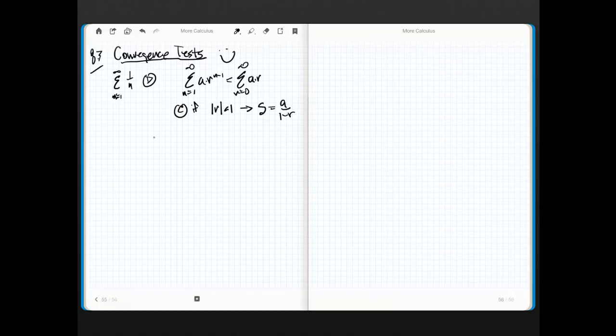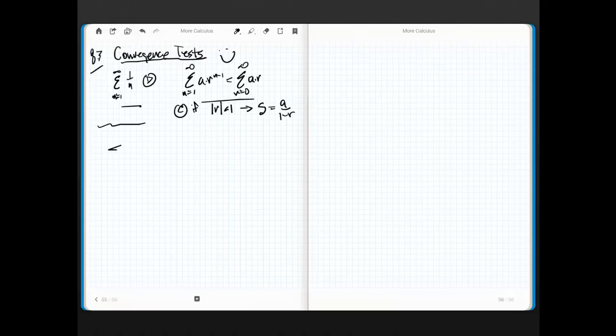But we need to start talking about tests. We need some actual tests that we can apply to these series. Because I'm going to throw series at you and you're going to be like, oh my God, if it doesn't look exactly like one of these guys, you're not going to know what to do. Remember the telescoping series? That was another example of that.